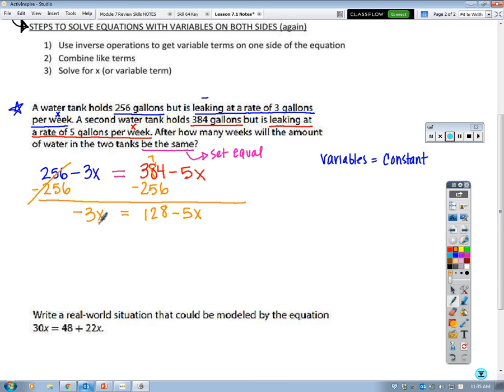Make sure, another place for a common error here is that you bring down that minus sign, because that minus sign is now attached to this term and becomes negative. So I've got my constants combined on this side. I need to move my variables to the other side using inverse operations. Since this is subtraction, I'm going to add 5x.